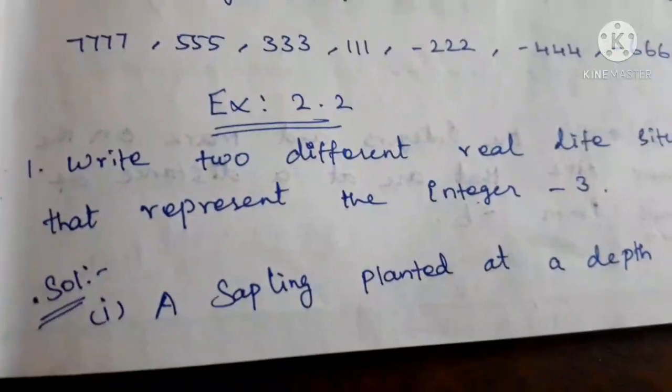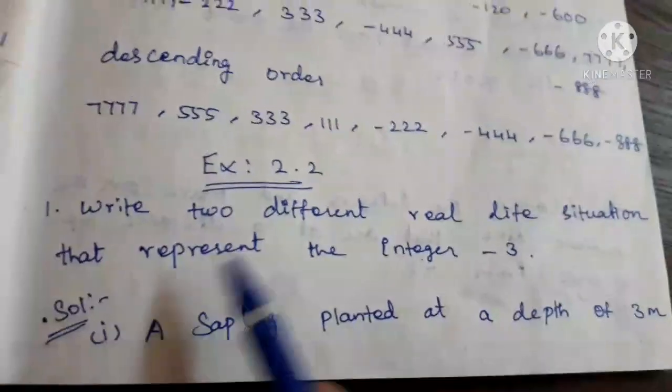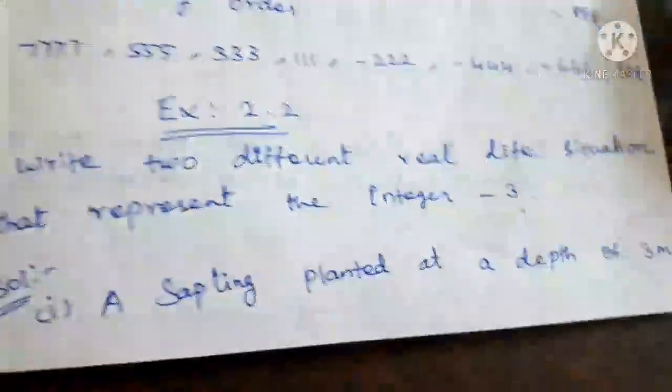Students, now let us start exercise 2.2. First question is write two different real life situations that represent the integer minus 3. We need to write two real life situations.